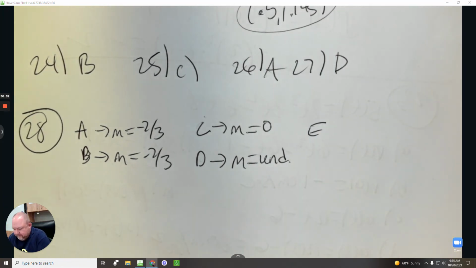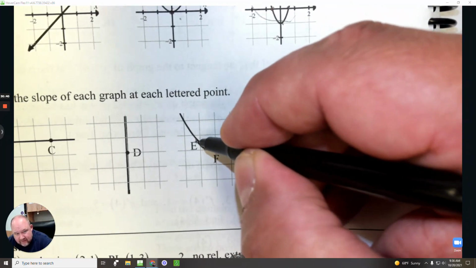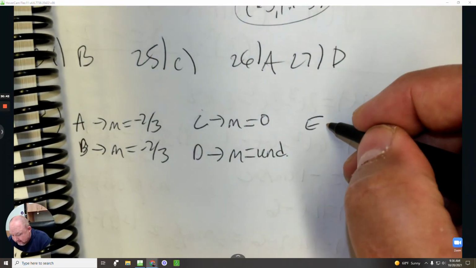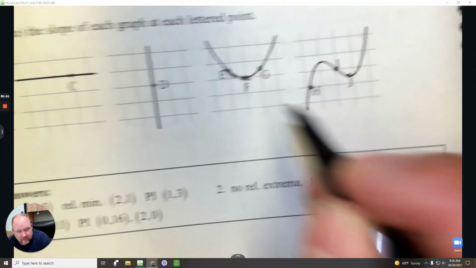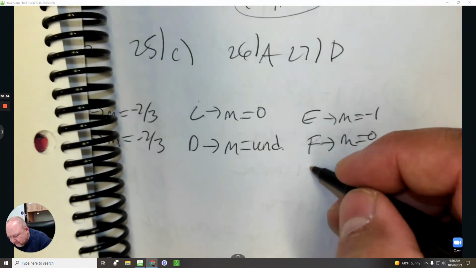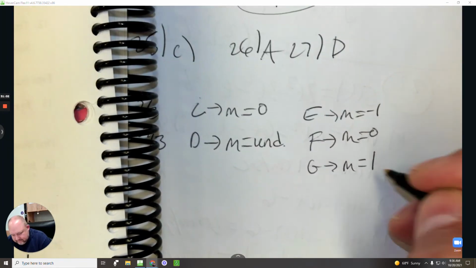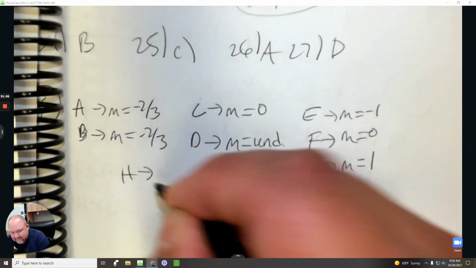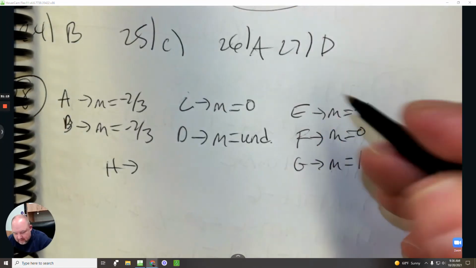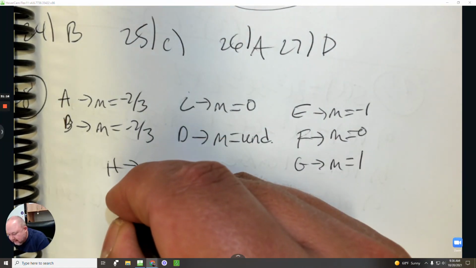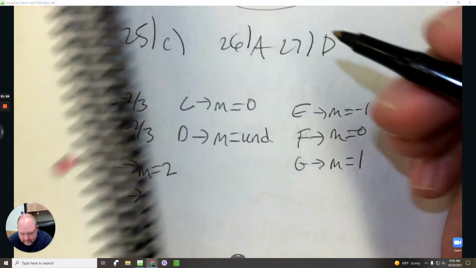E is approximately negative 1. If you drew a little tangent line, it's like down 1 to the right, just estimating it. It's definitely negative, right? F, if you look at F, it's a horizontal line. That's 0. At a turning point, the slope is 0. G, positive 1, approximately, if you draw a little tangent line. H, here, this is a steeper one, right, than the other one, so I would say like 2, maybe 3. I, it's negative, and it looks like more like negative 1 if I was going to estimate it.